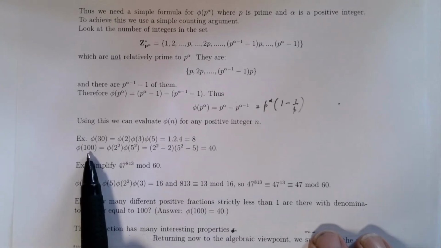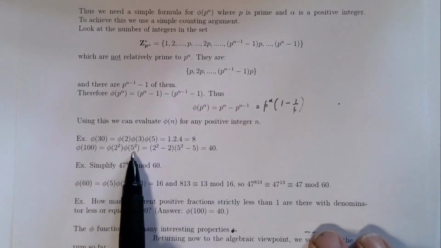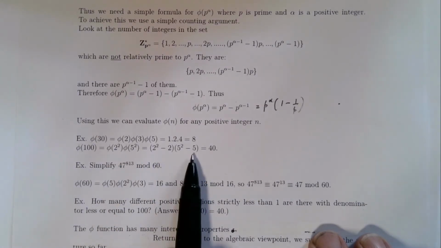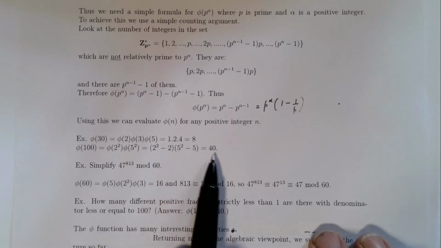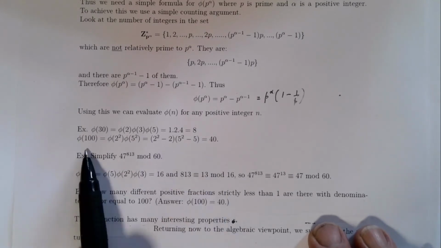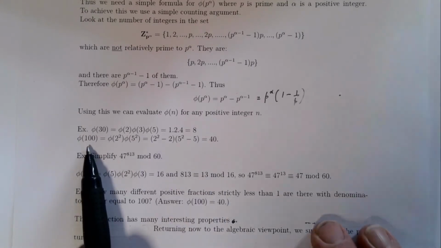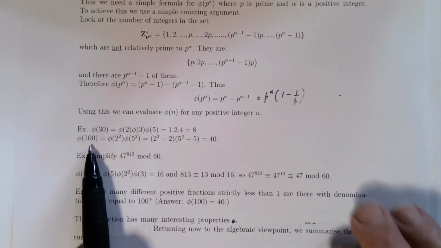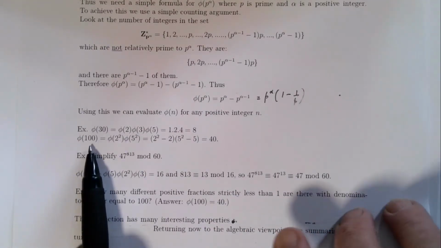100 I can factorise as 2 squared times 5 squared, and again using our formula this is 2 squared minus 2, times 5 squared minus 5, so that's 2 times 20, which is 40. So that means of course there are 40 numbers between 1 and 100 that are relatively prime to 100. Now we can use this to do some other problems as well, which I've done on a separate sheet here just to put a bit more detail in.